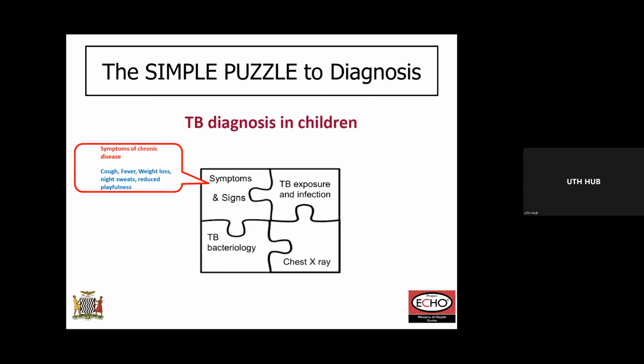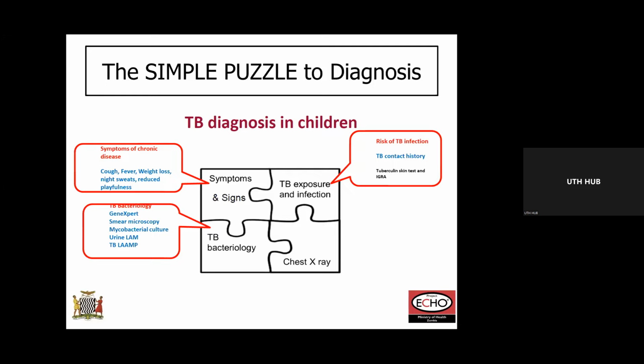The next is TB exposure. Was there contact with TB in the last 2 years, not 3 years, or somebody who died several years ago? Is a tuberculin skin test or IGRA available for you to confirm the presence of infection? If you're at a facility that can do confirmatory tests, are we able to do a GeneXpert? Are we able to do a smear microscopy? Are we able to do a mycobacterium culture, a urine LAM or a TB LAM? Then lastly, we can look at abnormal chest x-rays. When you have radiological changes that are suspicious of TB on the x-ray, we say, wow, this could be TB, and put everything together.